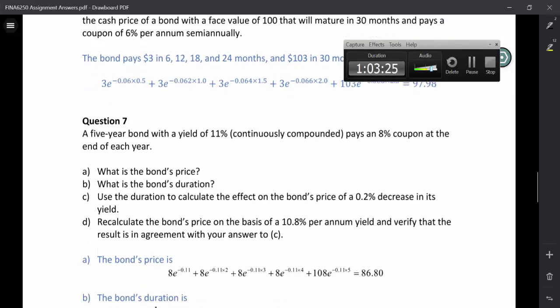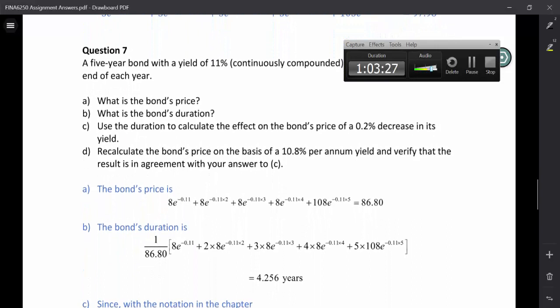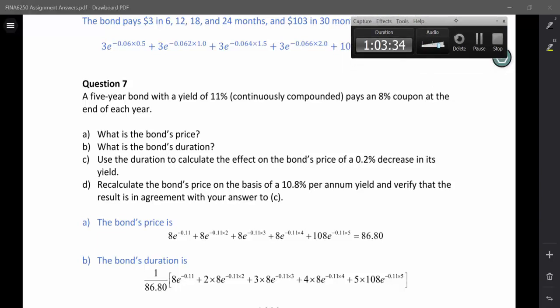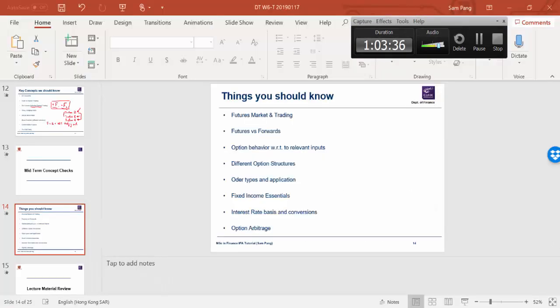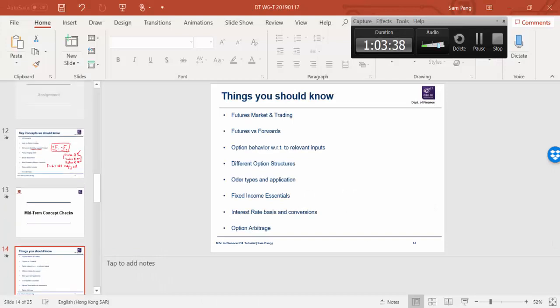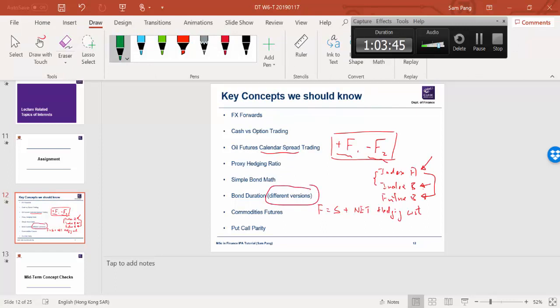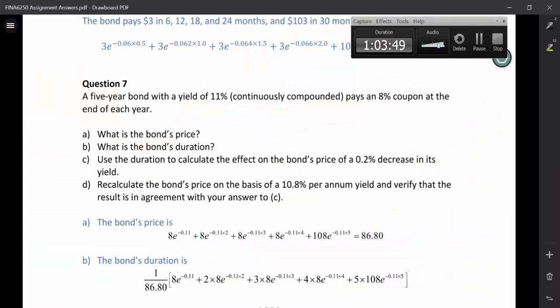Now, I frequently see people getting confused between different types of duration. So that's why today, when I say we'll review the assignment, when I talk about bond duration, I say there are different versions of duration. Now let's try and go through this slowly.